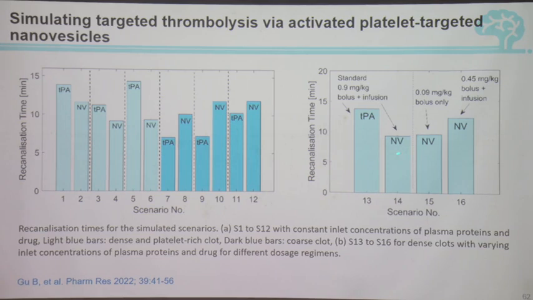But the interesting thing is, we found that because the TPA is encapsulated inside the nanoparticles and only released at the clot site, we can actually use a much smaller dose. With just 10% of the standard TPA dose, we can achieve the same efficacy. So this is very promising. It means that if this can be proven in animal or future human studies, then with the nanoparticle technology, we can not only target the delivery of the TPA, but also use a much smaller dose than a standard free drug delivery.